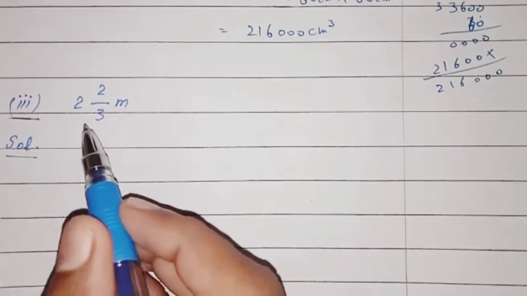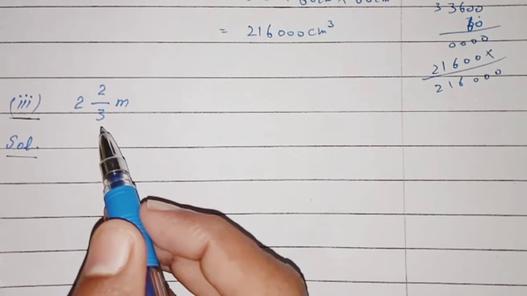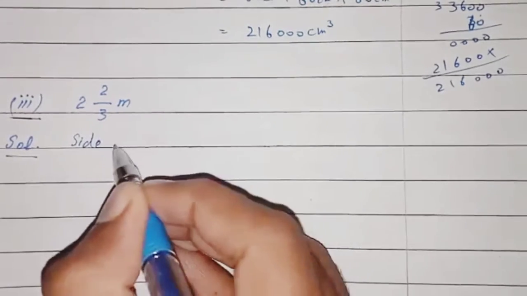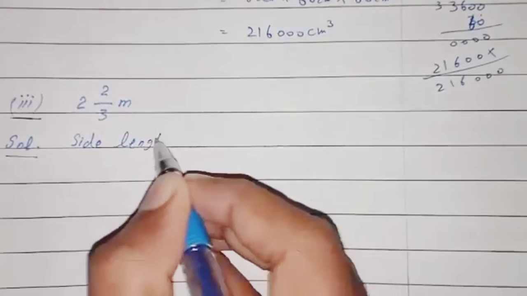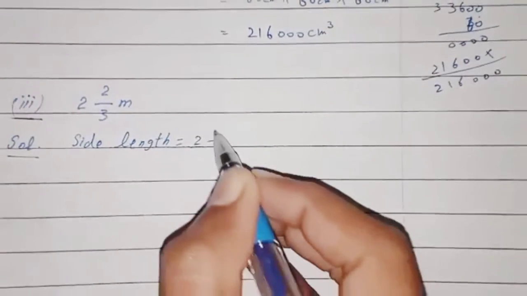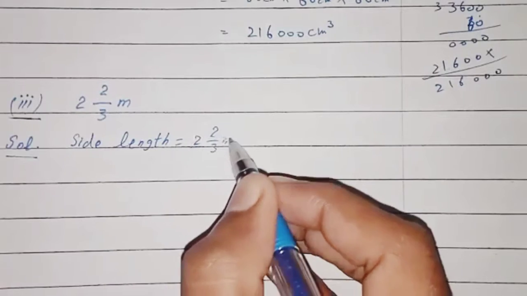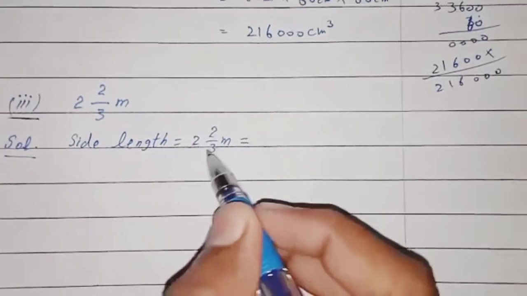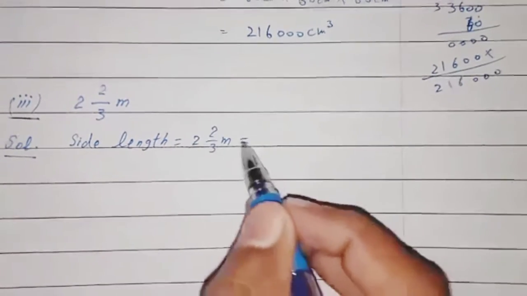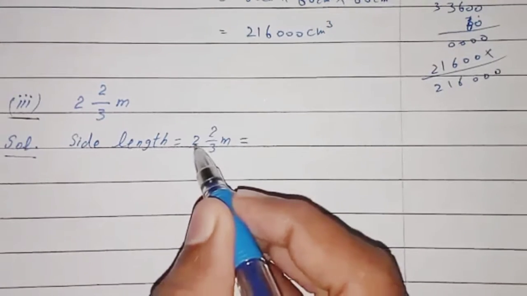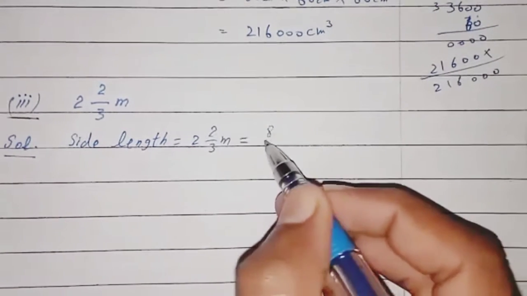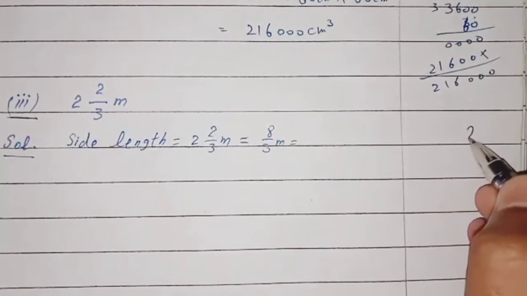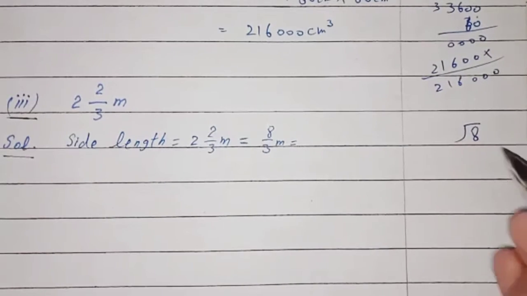In part 3, the side length is 2 whole 2 by 3 meter. First of all, we will write side length, that is equal to 2 whole 2 by 3 meter. We will change this whole form into fraction and then into decimal form. 3 2s are 6, 6 and 2 is 8, so 8 by 3 meter. We can take it in decimal form: 8 divided by 3.